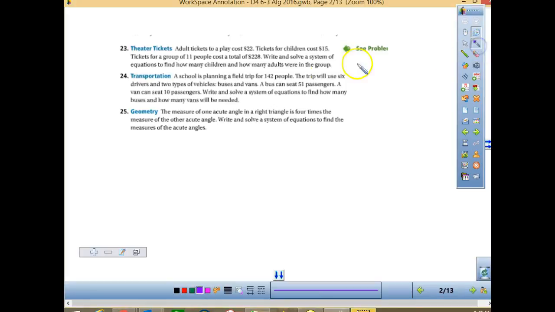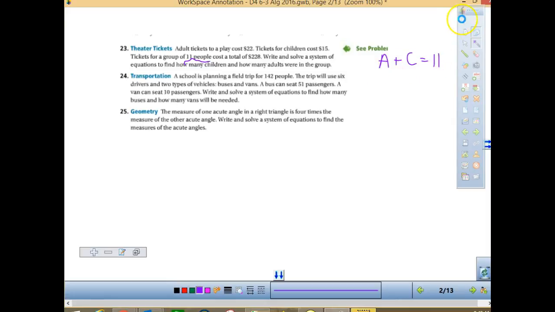Do it by graphing. I know this one was in that graphing homework, but in this one, if we are looking at adult and children's tickets, how many total tickets did we buy? How many people went? 11. That means the adults, this is one equation, plus the children equals 11.